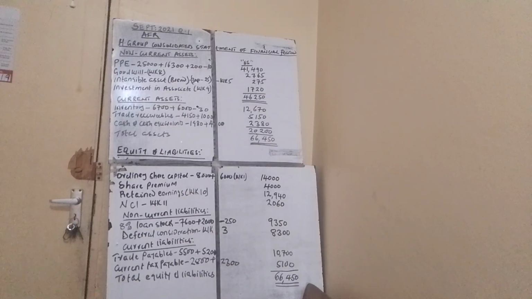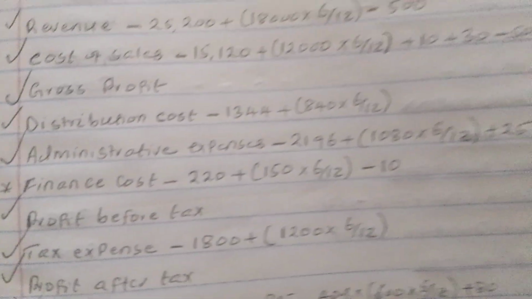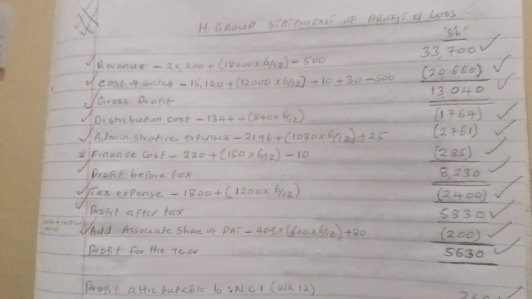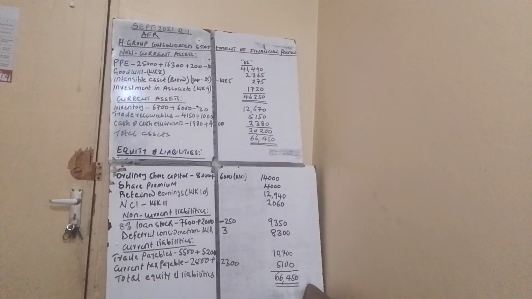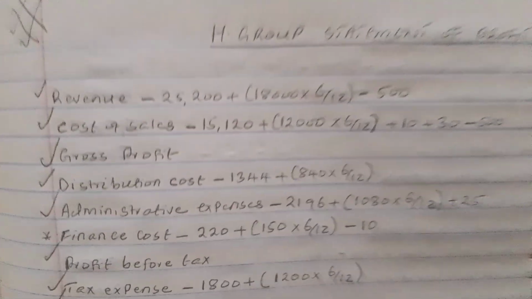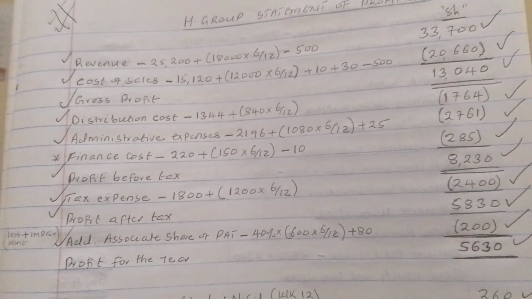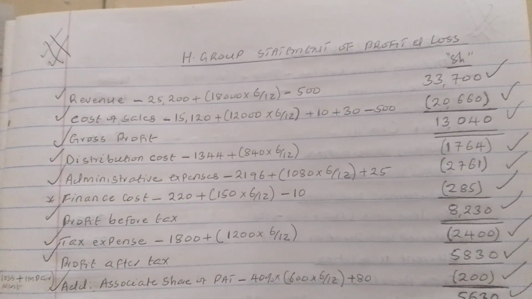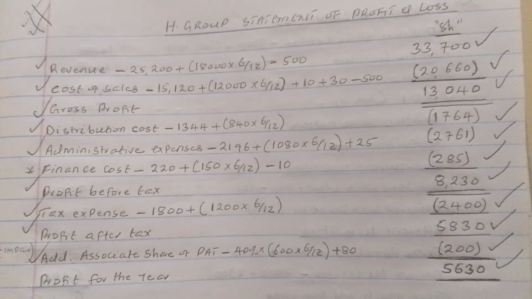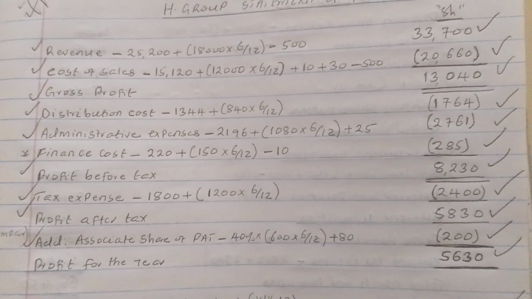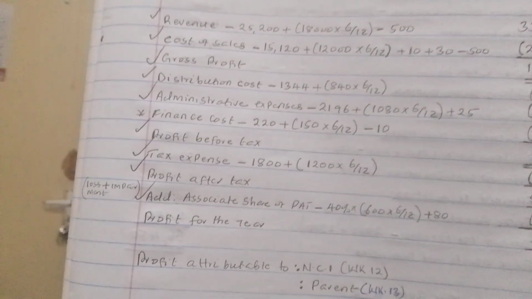Now, because we did the consolidated statement of profit and loss yesterday, I'll just present to you how the consolidated profit and loss will look. What you do is that you take the sales. You have your past paper, you take the sales for the parent, 25,200 is the sales or revenue, plus sales of the subsidiary 18,000 times 6/12. Then you minus 500, the intra-company sales.